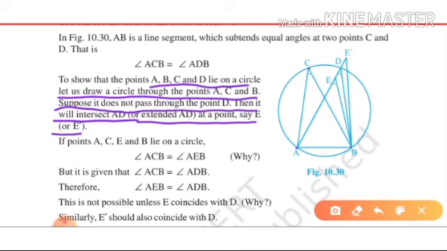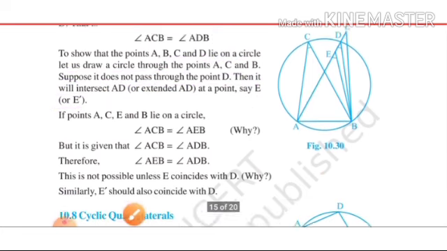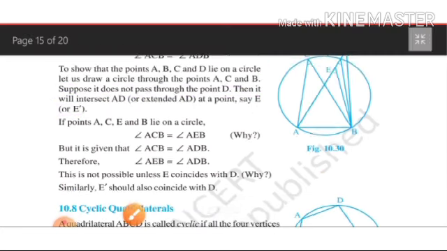Okay, so we are not considering D to be there. So if this E dash is extended, it will intersect at say E or E dash. Now if it doesn't pass through this point D, then obviously it will intersect at these 2 points E or E dash.